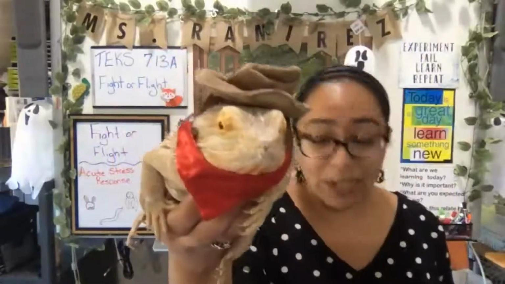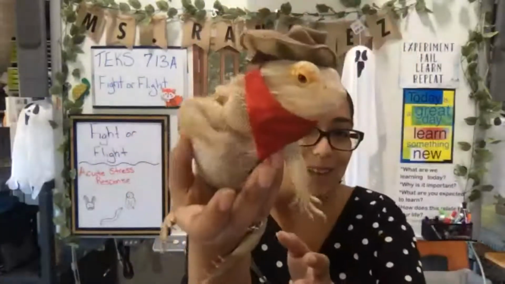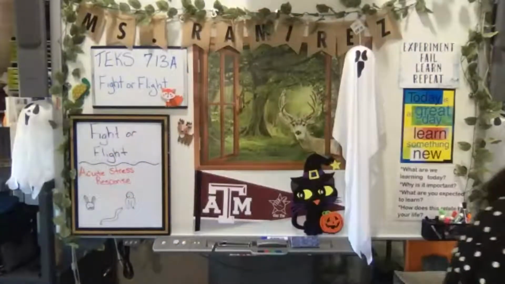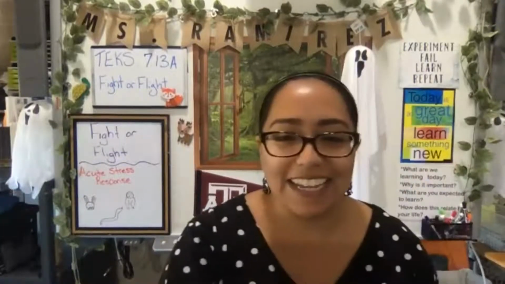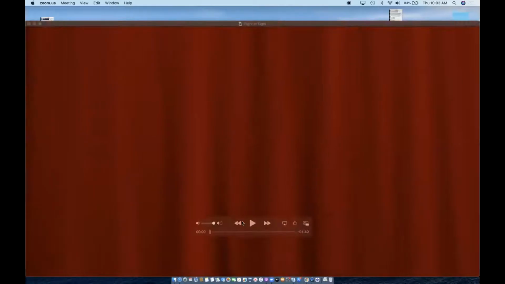So I'm going to go ahead and put Spike up, and then we're going to take a look at some other examples of the fight or flight response. And he was dressed up for Halloween. So I'm going to go ahead and share my screen with you, and we'll take a look at a quick little video. So let me get that screen share started.